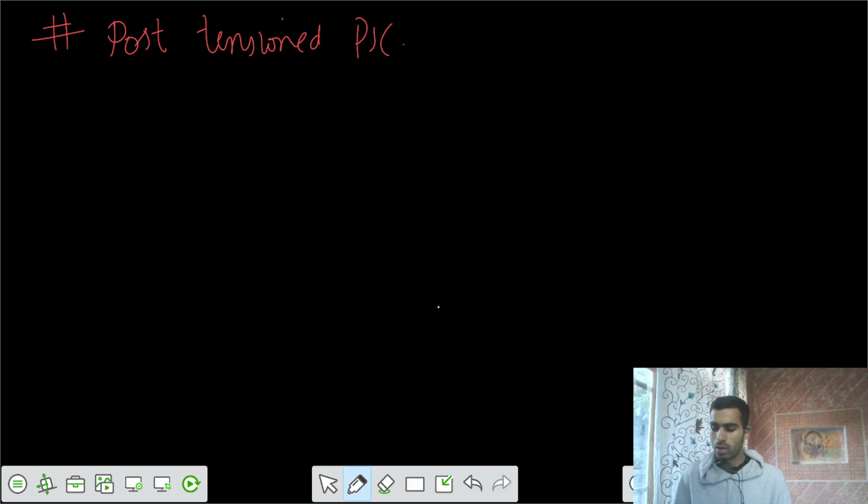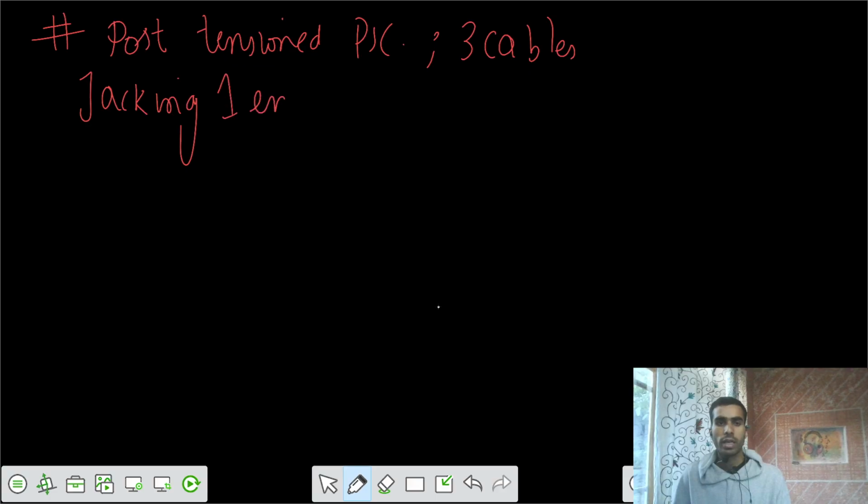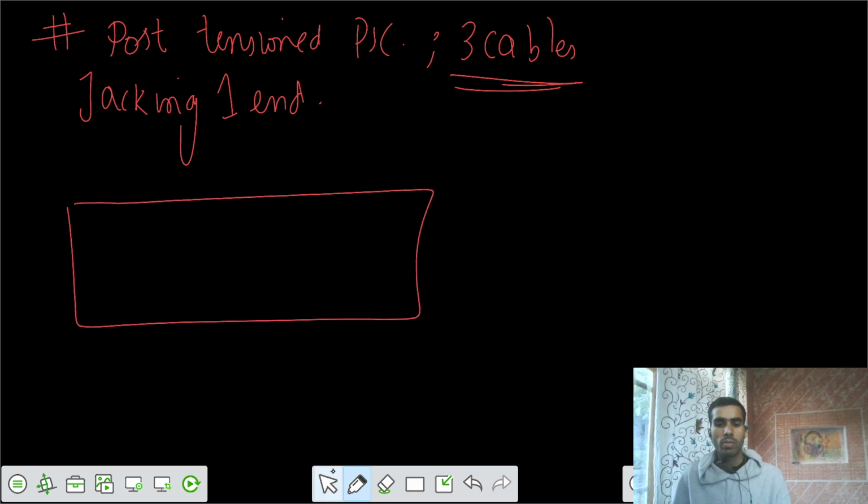This is a PSC beam, and we have 3 cables. We are jacking one end. One end is jacked. Of the 3 cables, if we have a length of L, one of the cables is in the form of a bent cable. That's having eccentricity e equals 0 at the ends, and maximum eccentricity at the mid equals 50 millimeters. So this is one of the cables we have.